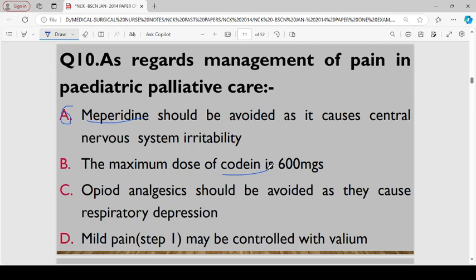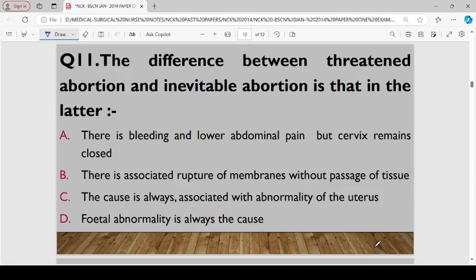Opioid analgesics should be avoided as they cause respiratory depression. Yeah, it's true, but we normally use them. So maybe the best thing to say here is that we have to encourage judicious use of opiates. First step may be controlled by Valium. This is wrong, right? Valium or diazepam is not the first line of treatment.